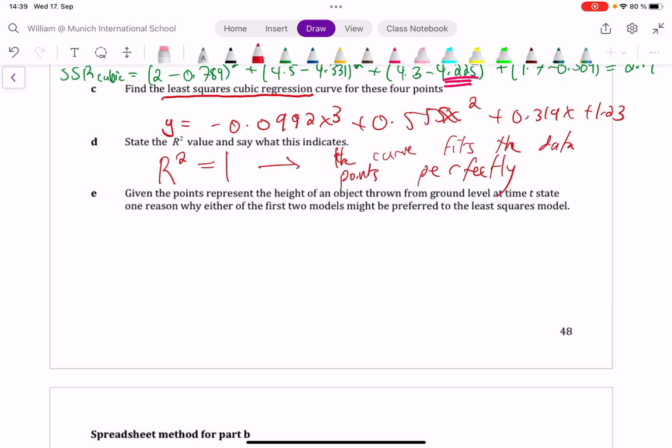And so it says, given the points represent the height of an object thrown from the ground level at time t, state one reason why either of the first 2 models might be preferred. So now here's some real world context.